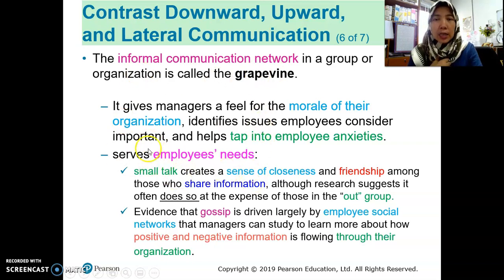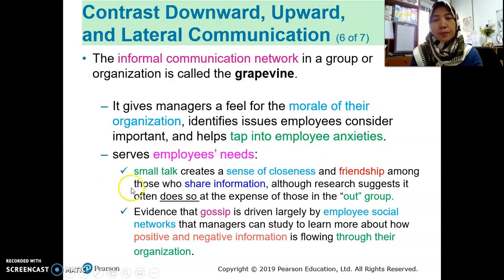So grapevine actually can serve employee needs because they can provide some information through small talk with friends or with the managers. So small talk creates a sense of closeness and friendship among those who share the information. Although research suggests that it does so at the expense of the out-groups. So what is meant here? Small talk happens among the employees within the in-groups because they feel more comfortable with their own group, so grapevine tends to occur around in-groups compared to out-groups.